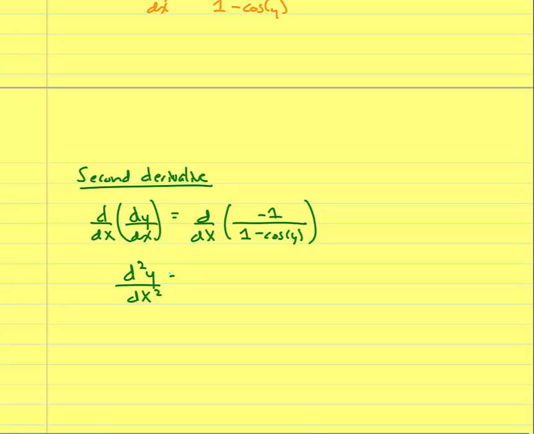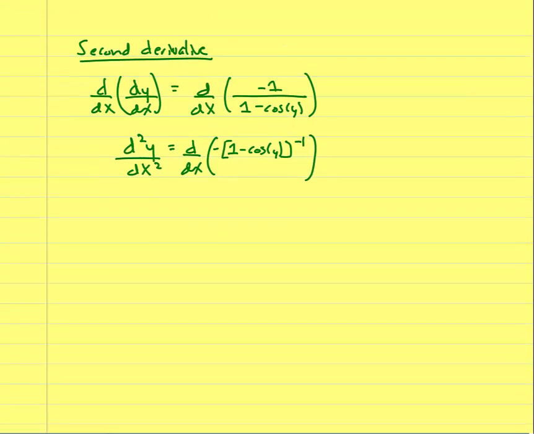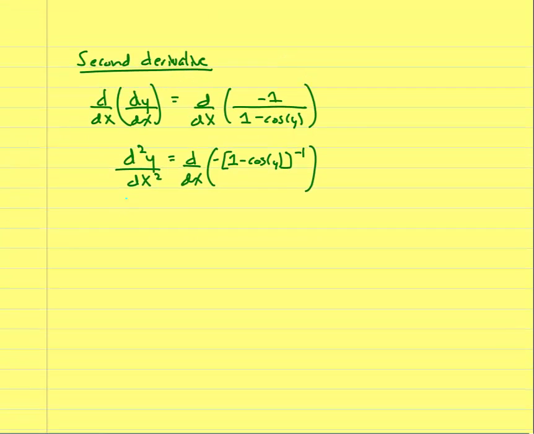I'm going to rewrite and use a chain rule on this. So I'm going to have 1 minus cosine of y. I'm going to pop that up top, and that will be to the negative 1. So this I'm popping up top to the negative 1. And then I also have to remember I have a negative sign out front. So there's a lot going on there. So here is my derivative on the left, d squared y dx squared.